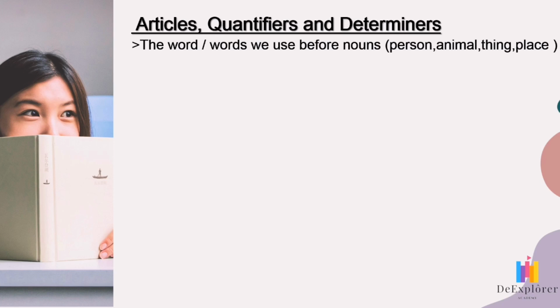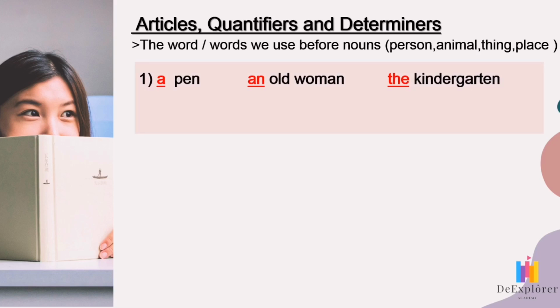Okay? Now let's take a look at example. Alright, so you have a pen, an old woman, the kindergarten. Okay? So those words, a, an, and the word the. Right? So these three words, a, an and the, these are called articles. Okay? Alright? So that's the meaning of the word the article. 就是那 a, an and the 用在前面的那个名词，我们就叫它是 articles.